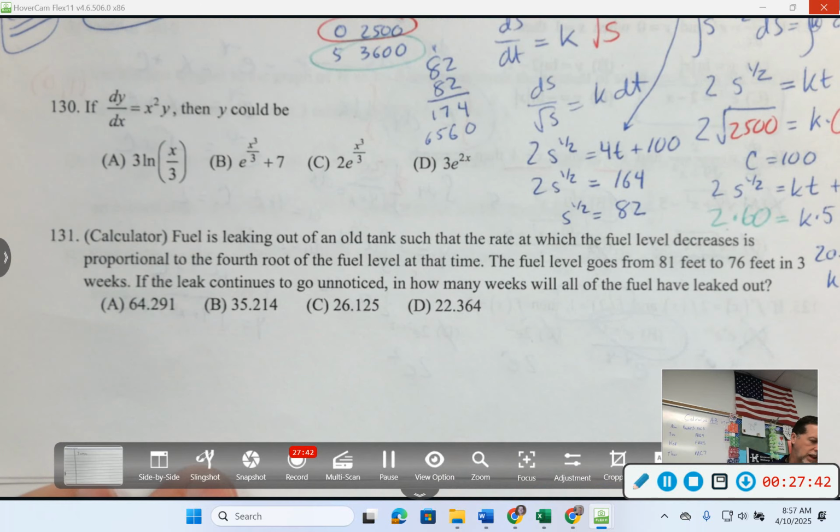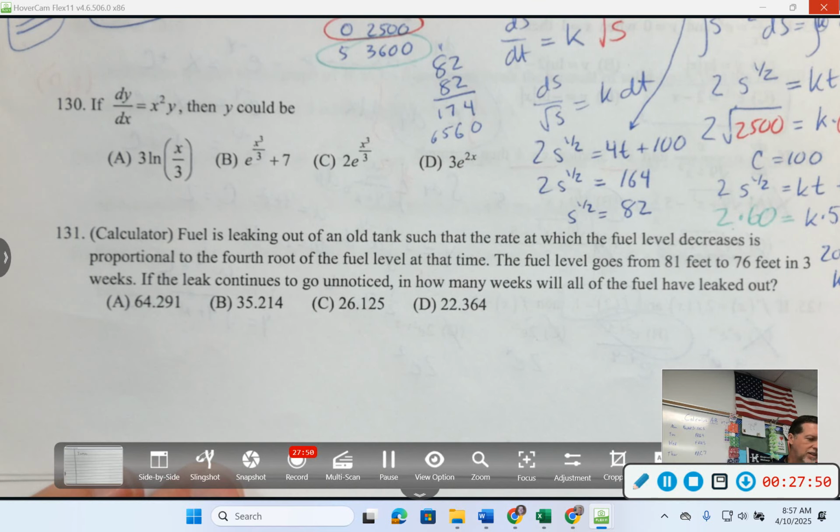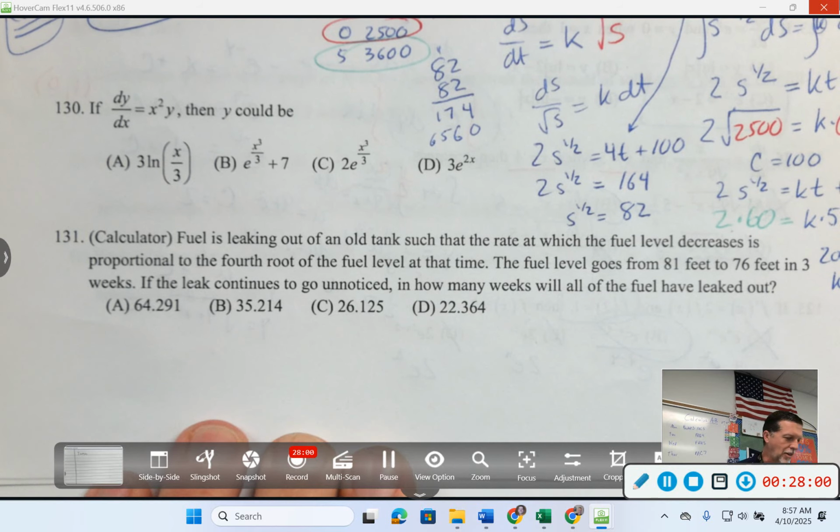Let's see. 131 is almost the same. 130 is separate and integrate. And so I think I will call it a day. Leave you a few of them to do. And there's still time left, so in the next 13 minutes, you can knock out the remaining 1, 2, 3, and then be close to done.